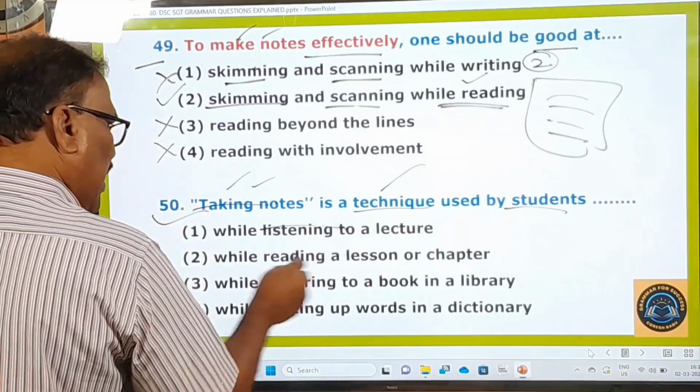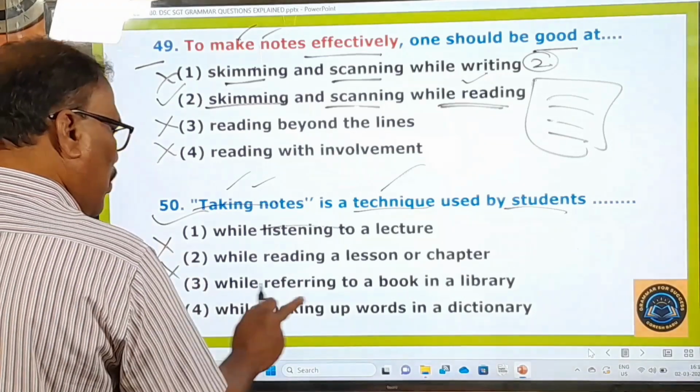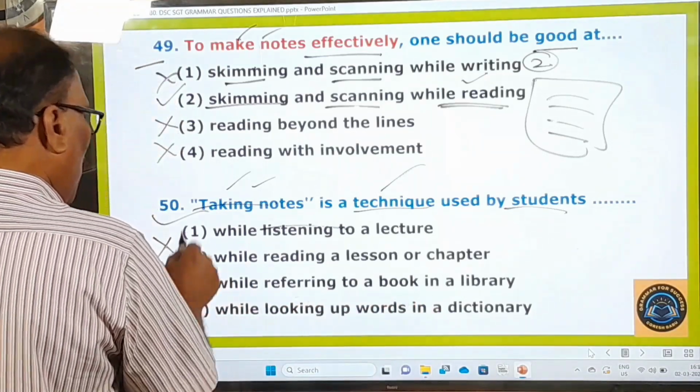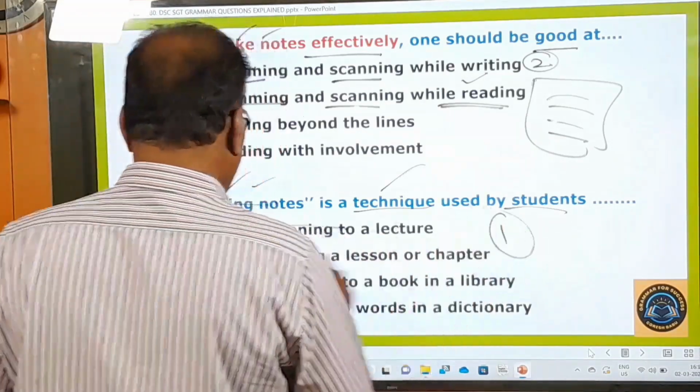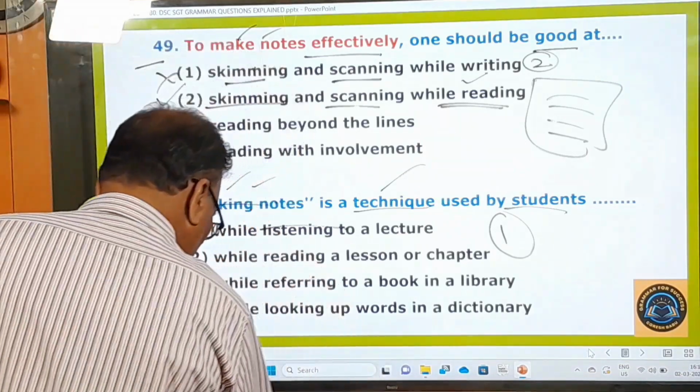And not while reading a lesson or chapter, no. While referring to a book in a library, no. While looking up words in a dictionary, no. Only the first one is the right one, all others are wrong. And now let's move on to the next question.